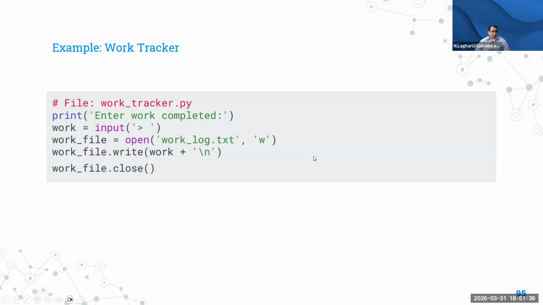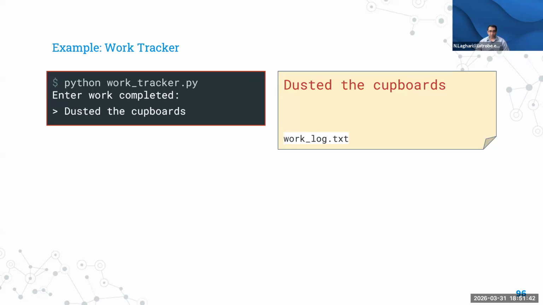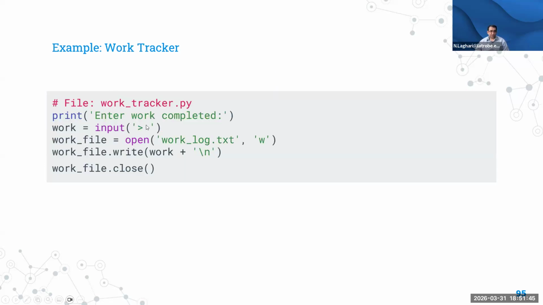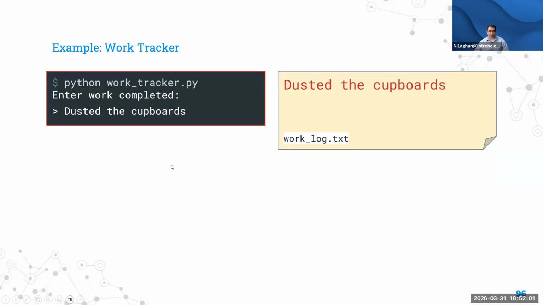Okay, now let's see some more examples. So we are having print work completed. Now this is one good example. We have work as input, we open a file, which is work file, and we write to it: work file dot write work plus \n, and close it. Now let's see what is happening here.